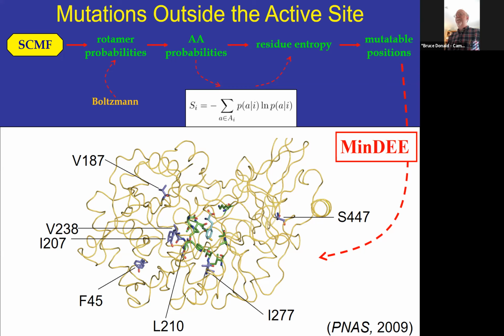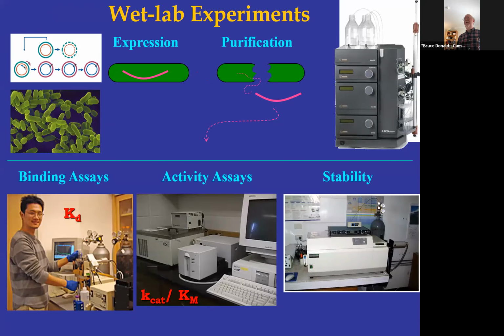Second stage. There are lots of things you could do here. This is all done in my lab. You have to express and purify the mutant proteins. This is work done by Cheng-Yu Chen, who is now at Arizona State. The computation was done by Evelyn Georgiev, who is now a professor at Vanderbilt. So you have to make the proteins. You have to do binding assays, activity assays, actually measuring enzyme activity, kcat over Km, and also stability using CD.